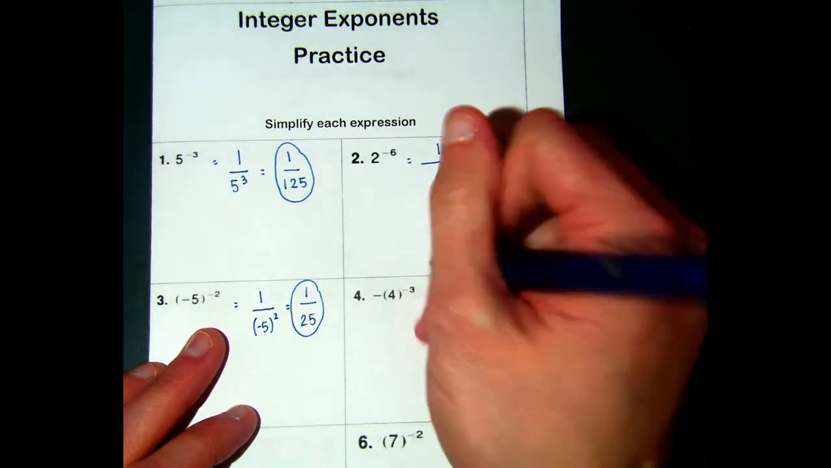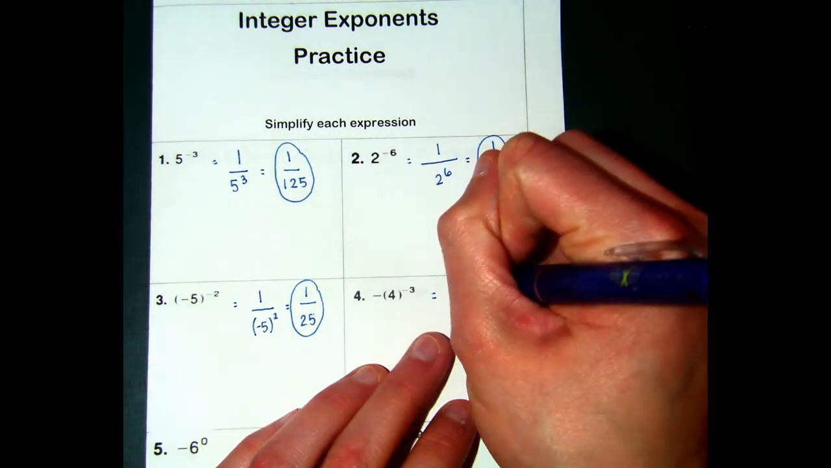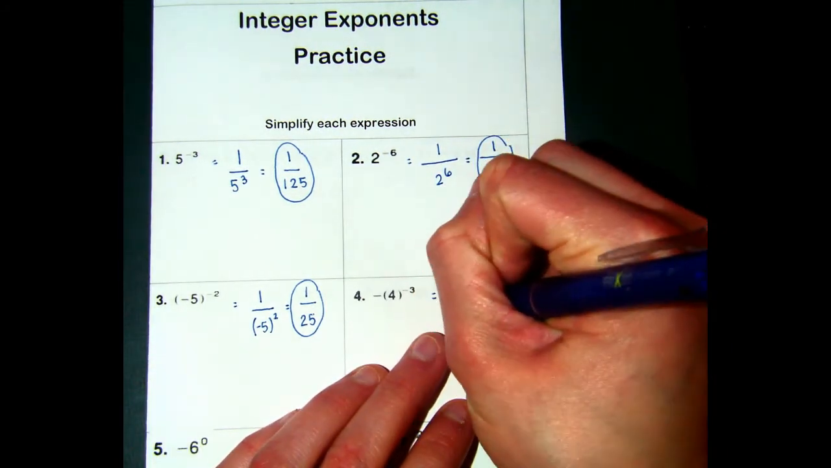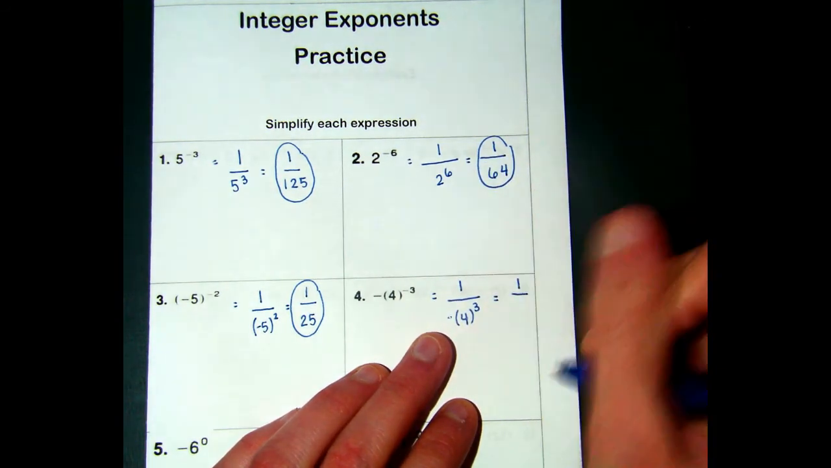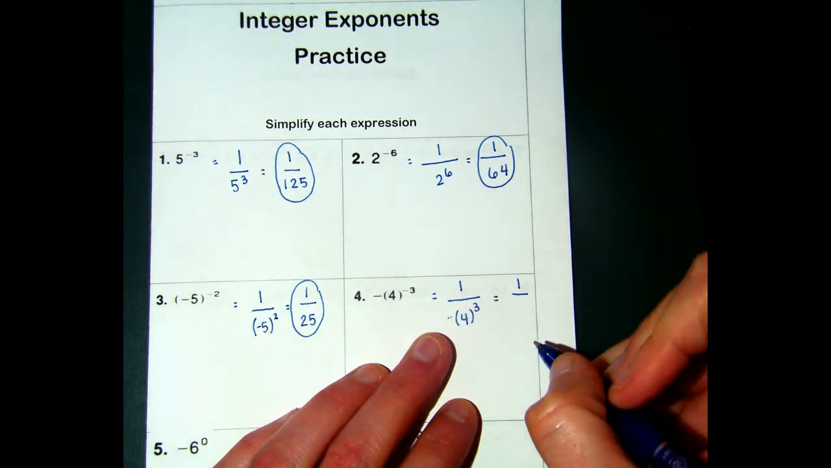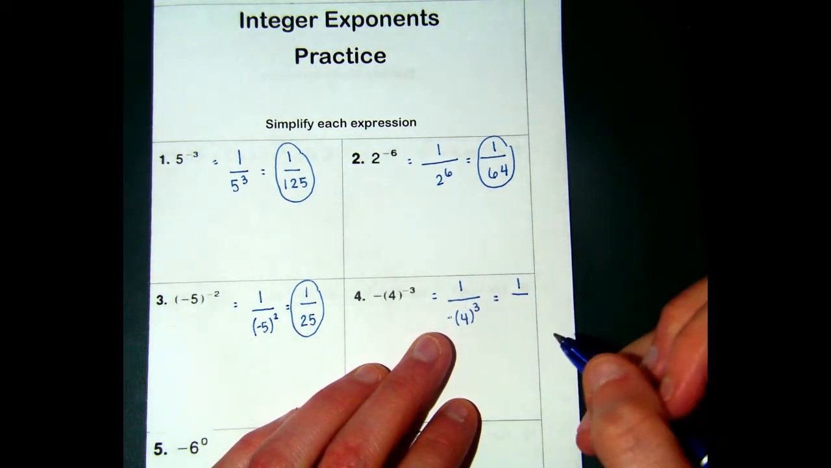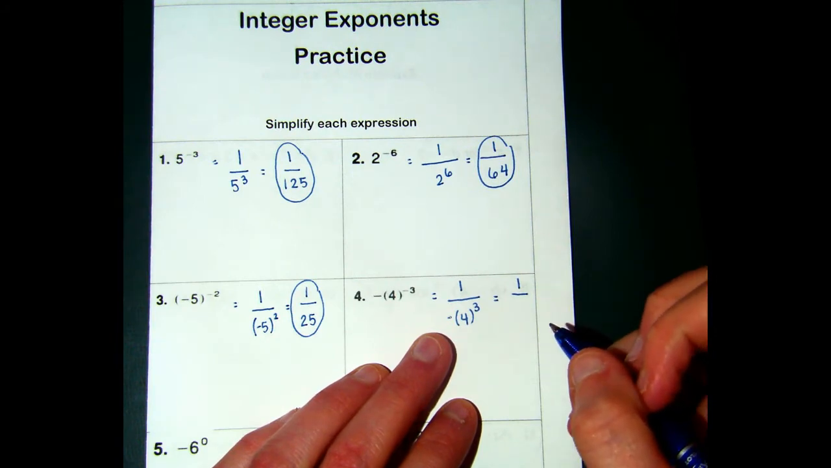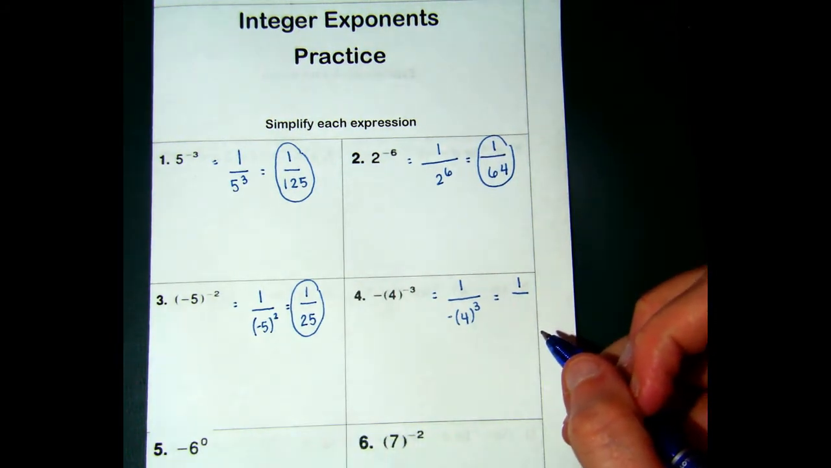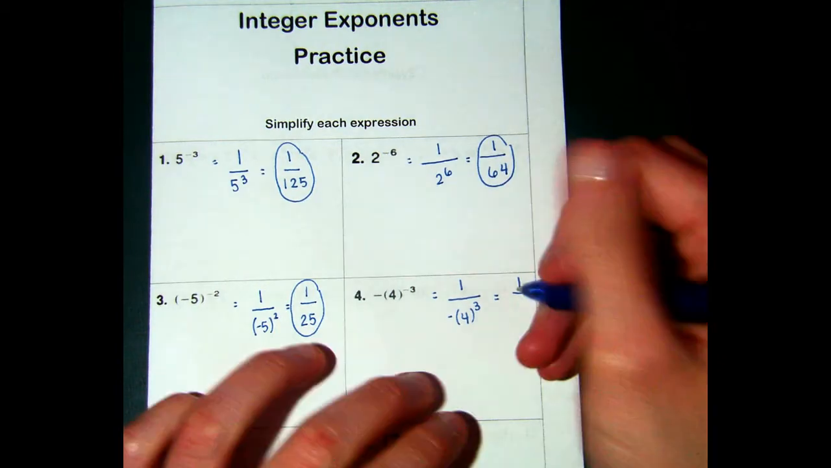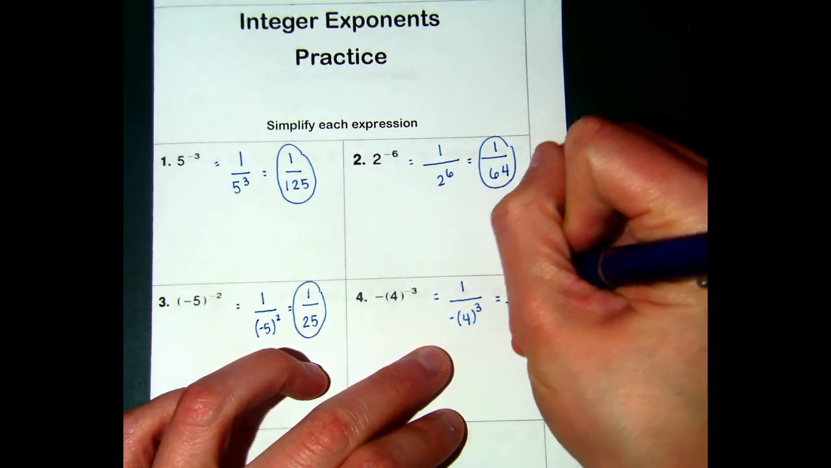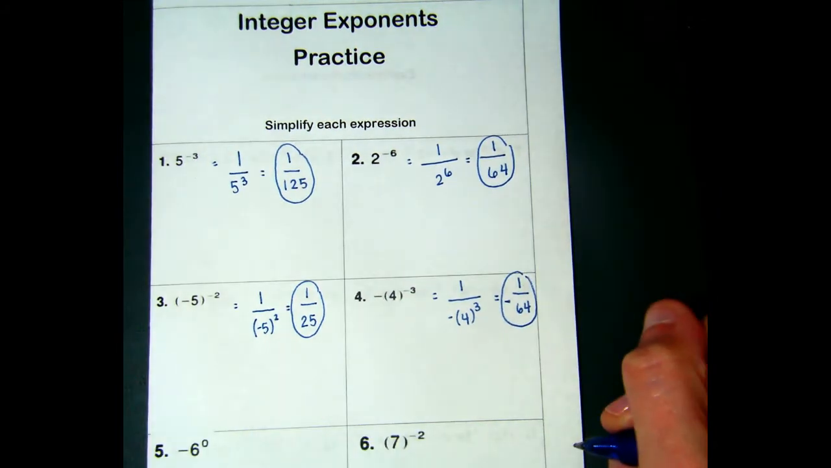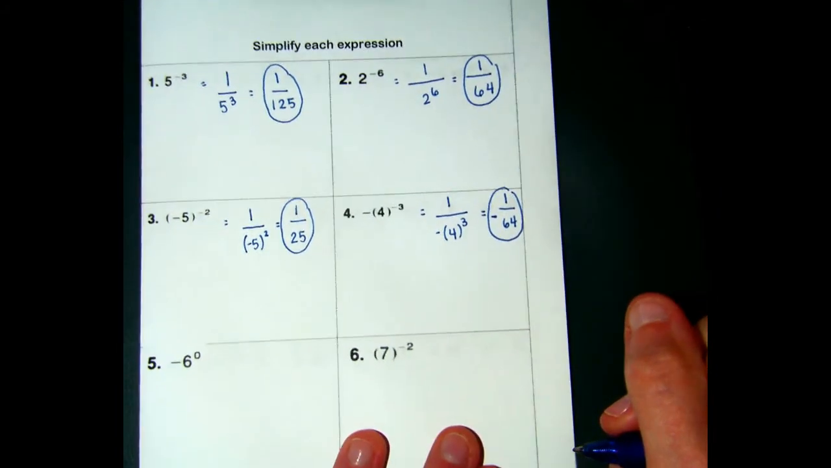It is a little different with this one. The negative is still going to stay in front of the 4, but it's going to stay outside of the parentheses. So 1 over negative 4 to the third equals 1 over, here is how these with negative outside works. You have 4 to the third power, so 4 times 4 times 4 again. 4 times 4 is 16, and then times 4 again is 64. So I have 1 over 64. The negative in front, though, lets me know that the entire thing is just going to be negative, because it is in front.